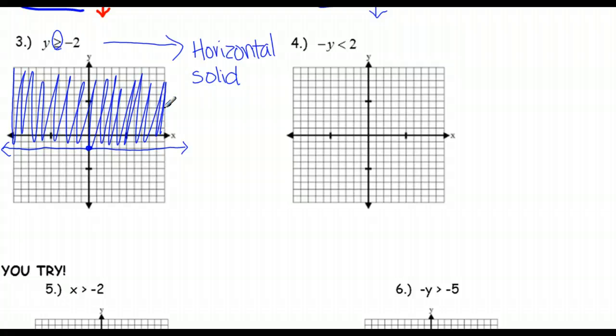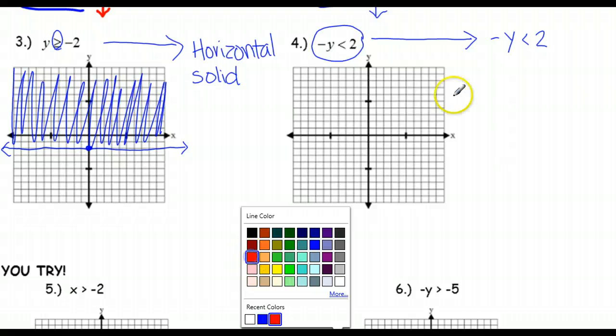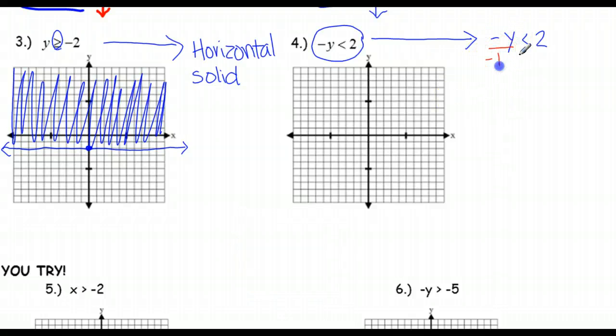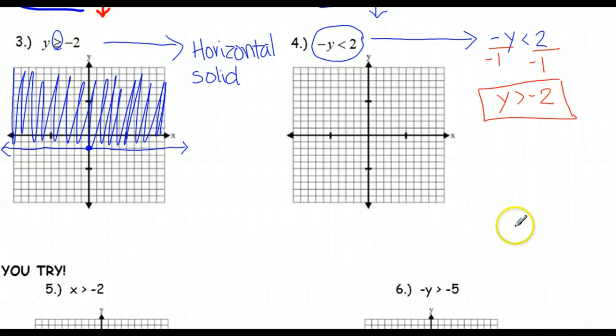Number 4, negative y is less than 2. Here, this is another example where y is not positive, our variable. So let's go ahead and get y to be positive. Remember, to do that, we're going to divide both sides by negative 1. So divide by negative 1, divide by negative 1. Y, flip your sign, is greater than negative 2. So we have to graph the inequality y is greater than negative 2.